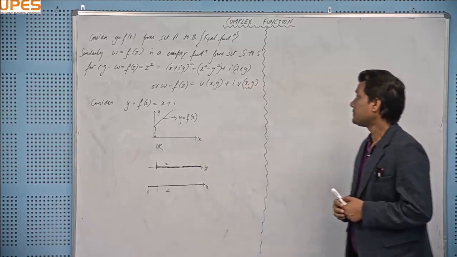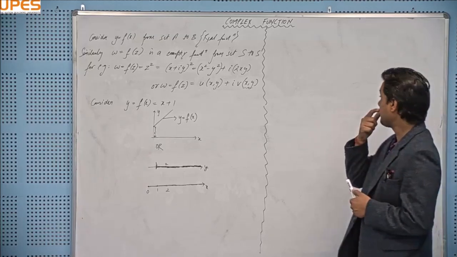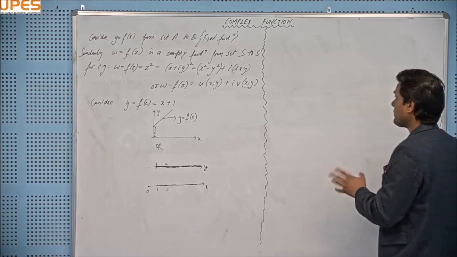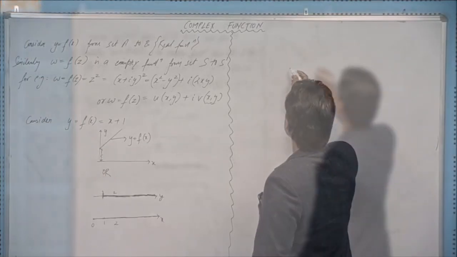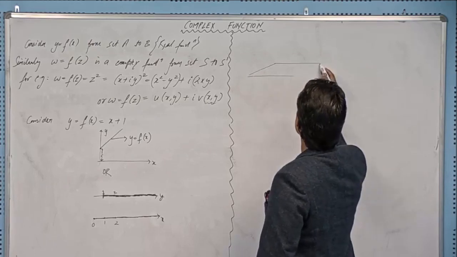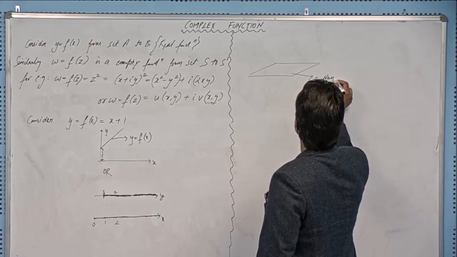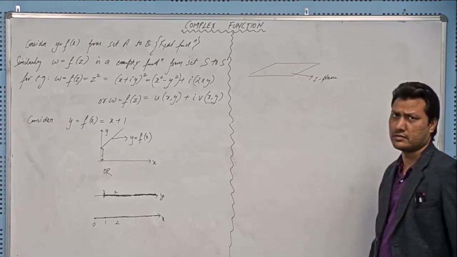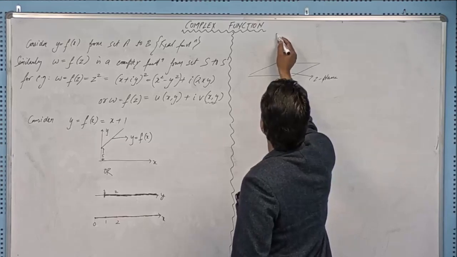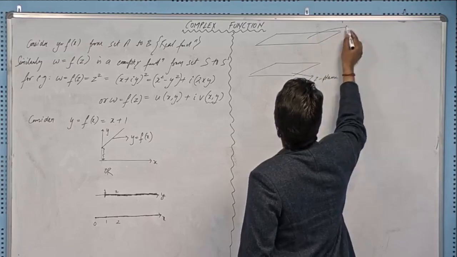Okay. So, before that, I will draw those 2 planes. One is the z plane and the other the w plane. Let this be your z plane, and this is infinite, right? Z plane. This is an infinite plane, right? And parallel to this, you draw the w plane.